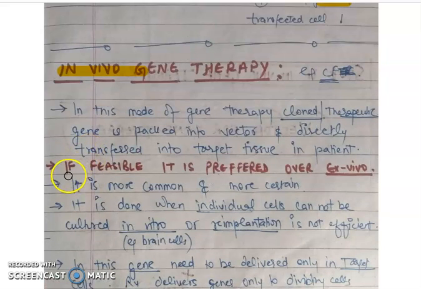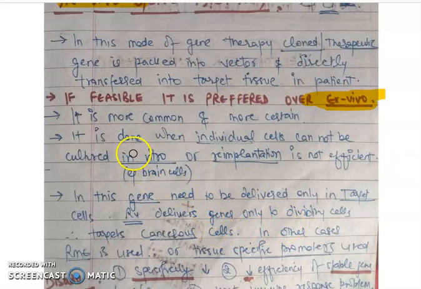And if both types of therapy are possible, we prefer ex vivo gene therapy. But we are more sure of results in in vivo gene therapy, and it is generally done when we are not able to culture the patient's cells outside the body, or when reimplantation technology is not efficient. For example, brain cells are very hard to culture under in vitro conditions. So to target these kinds of tedious cells, we go for the in vivo gene therapy approach.